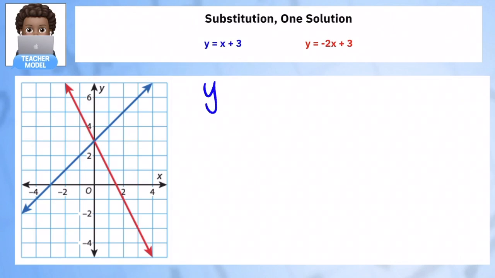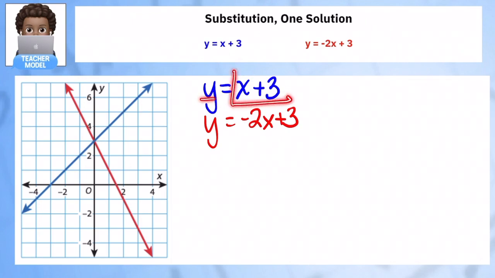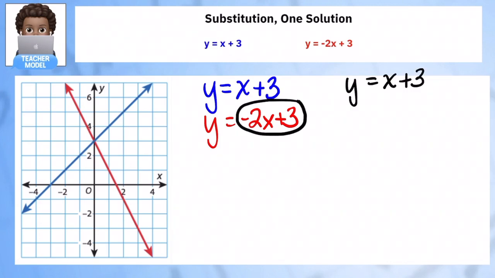In this one, we have y is equal to x plus 3 and y is equal to negative 2x plus 3. This is actually great because I already have y equal to an entire term. It really doesn't matter which one. I'm literally going to take that entire term and sub it for y. Watch what this looks like. I'm going to use the very first equation, y equals x plus 3, and substitute it for y. So now I have negative 2x plus 3 is equal to x plus 3.